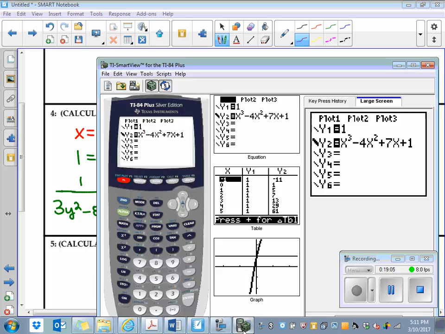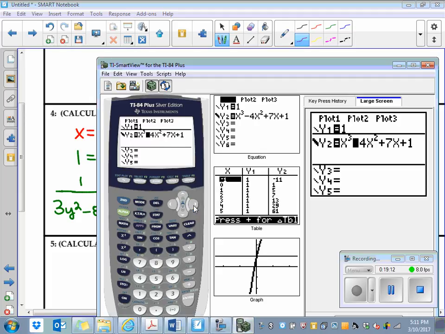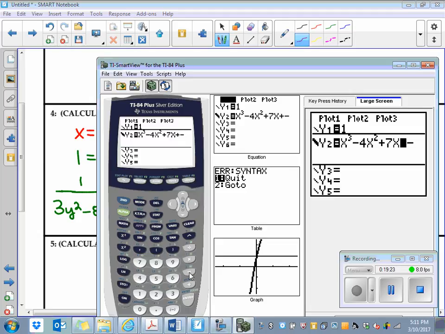Let's try that again. Now see, if I were a less honest person, I would just retape over that. But I'm not. Nobody's perfect, and you need to know that it's okay to make mistakes.